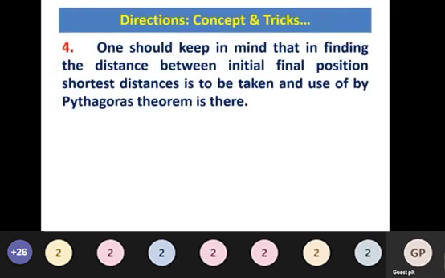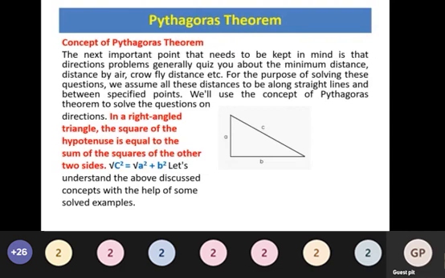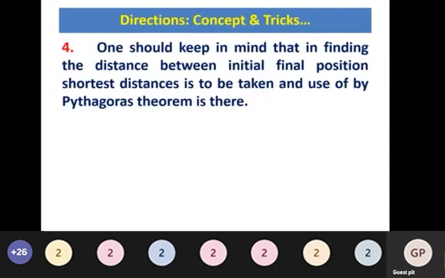Under the concept and tricks, the 4th point is that one should keep in mind that in finding the distance between initial and final position, the shortest distance is to be taken and the Pythagoras theorem is used, so that we can learn. I'll tell you what we mean by the Pythagoras theorem. Once again, I'll read out this one.